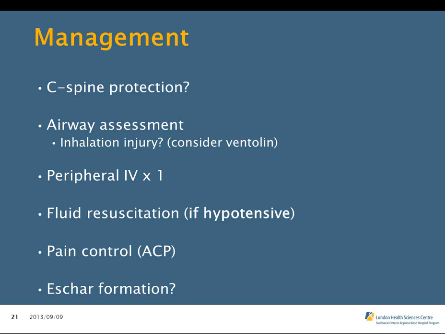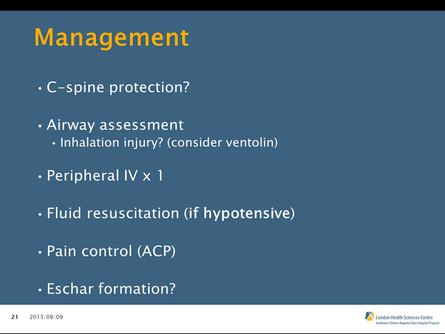We need to do an airway assessment early and usually repeatedly just to see where we're at. These can progress in these patients. And we have to ask ourselves, is there a possible inhalational injury that's involved? And we may consider Ventolin if we think there's a significant component of bronchoconstriction as evidenced by wheezing.